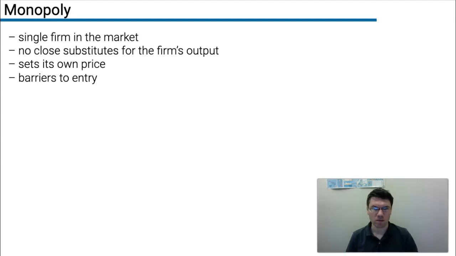There is a single firm in the market. The firm produces output that has no close substitutes. So that means that if you don't like the firm's output, there is nobody else you can buy similar output from. Obviously, the firm is able to set its own price, and there are high barriers to entry, so it's very unlikely that any other firms will try to compete with a monopoly and try to enter into that market.